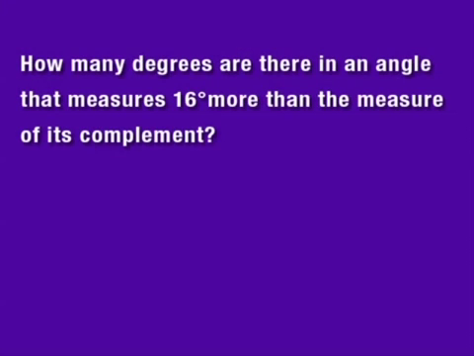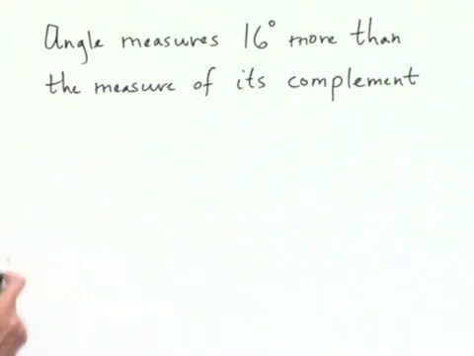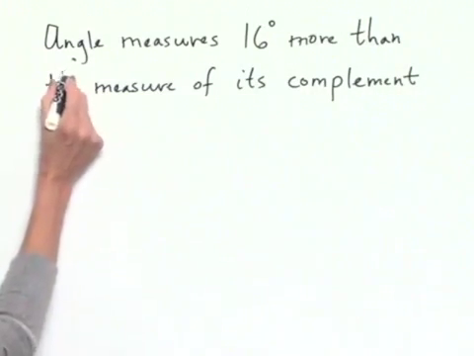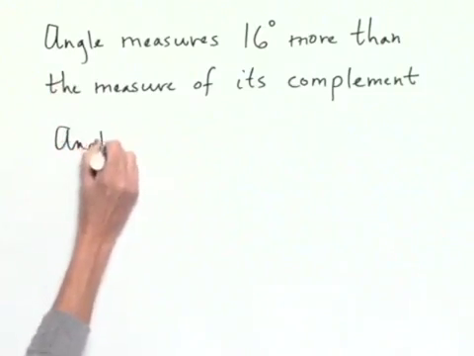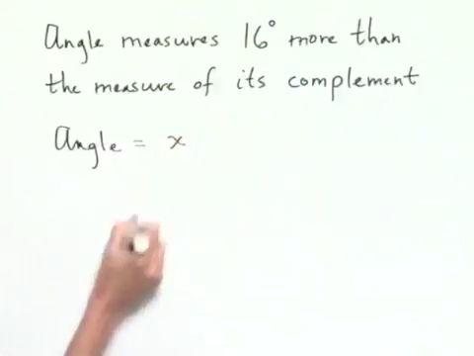How many degrees are there in an angle that measures 16 degrees more than the measure of its complement? So we're told that we're trying to find the measure of a given angle. Let's go ahead and let the angle measure be represented by the variable x.